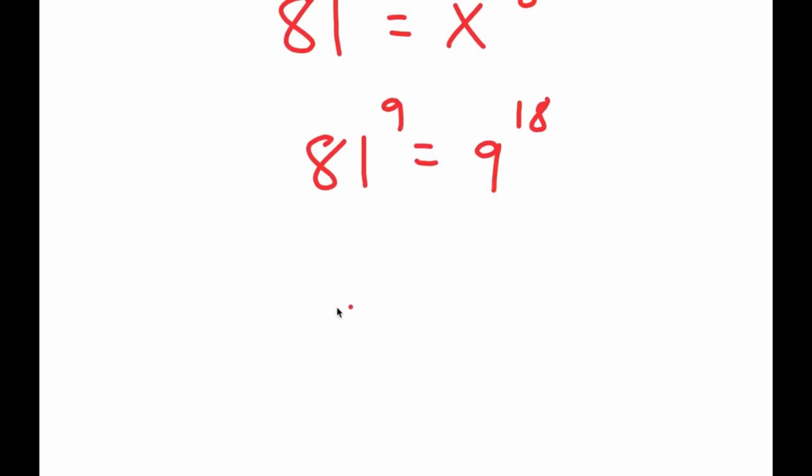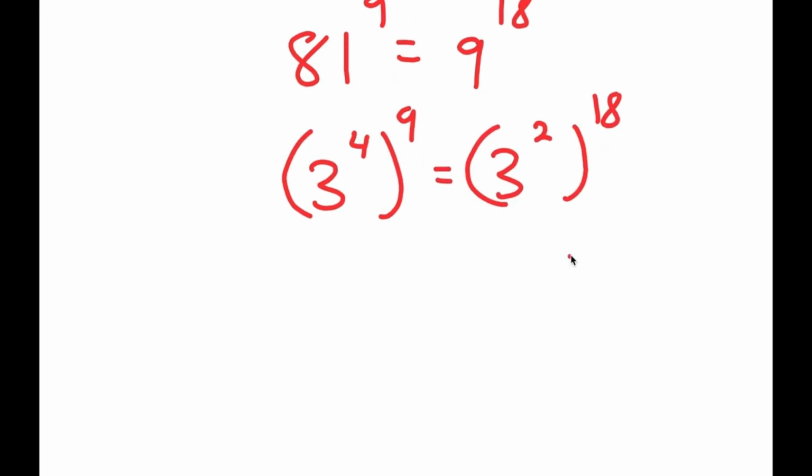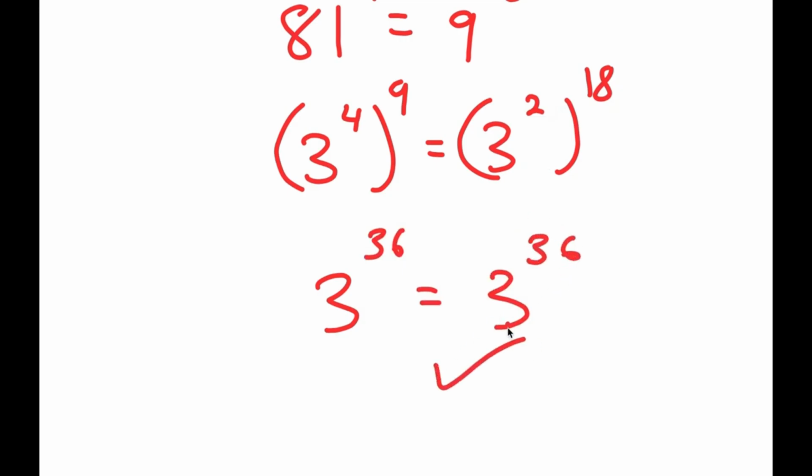Now, 81 is the same thing as 3^4, and 9 is the same thing as 3 squared. So I get (3^4)^9 = (3^2)^18. And if I have something in the form (a^m)^n, that's equal to a^(m times n). So (3^4)^9 is equal to 3^(4 times 9), which is 3^36. And this is equal to (3^2)^18, which is equal to 3^36 as well. So this is right.